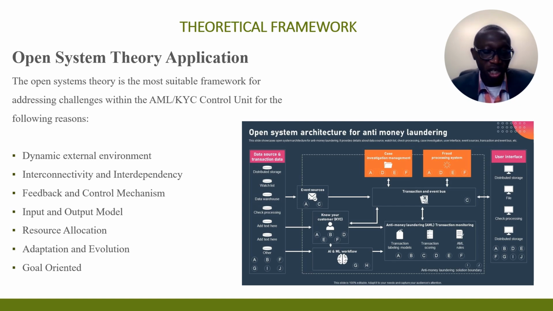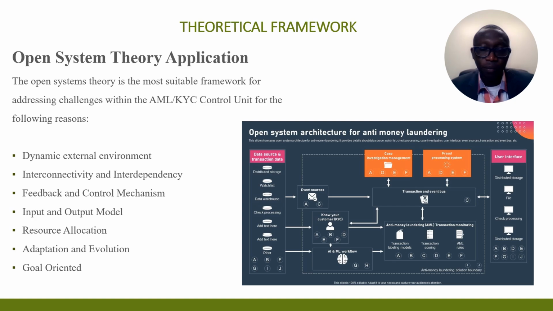Feedback and control mechanisms are also important. For the AML KYC department unit, they require continuous feedback to improve their process and continuous assessment of their existing process. So also, feedback control in open systems theory is very important. A lot of scholars have mentioned it. Resource allocation is also very important, and that's why we chose open systems theory, because we have to be able to optimize our resources and use them to full optimization in order to be efficient in whatever they do. Open systems theory supports that.